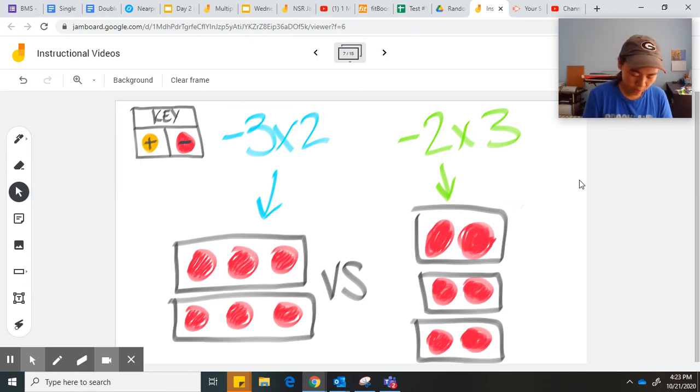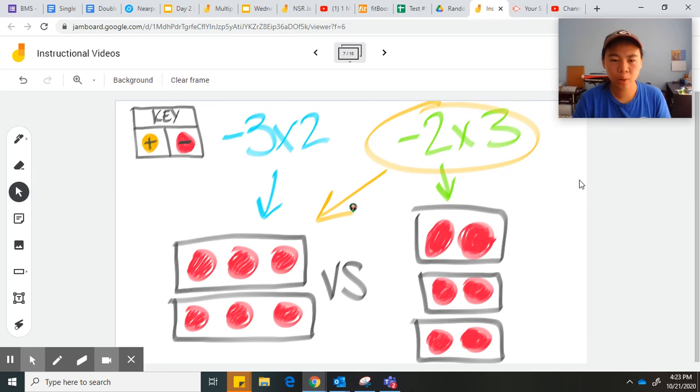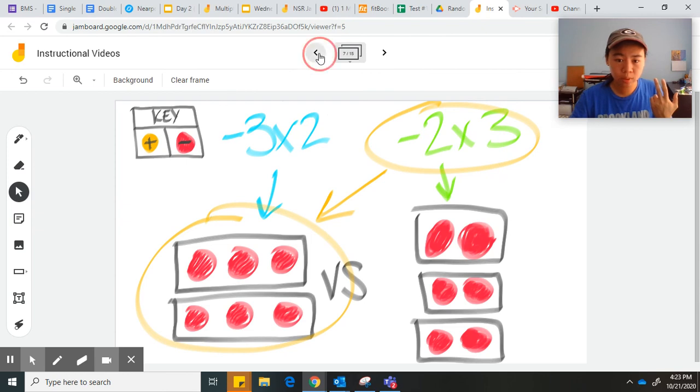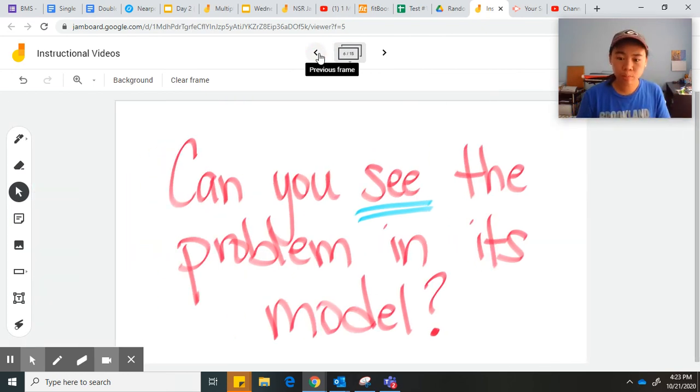Alrighty. So if I had this problem right here and I tried to model it this way, we see that there's a discrepancy, right? I see that my problem has -2, but I don't see a -2 in this picture right here. I see a -3. So make sure that you can see the problem in its model. If you can't see the problem in its model, then you're probably modeling something else. Alrighty, I hope that helps. That's multiplying integers using counters and a number line.